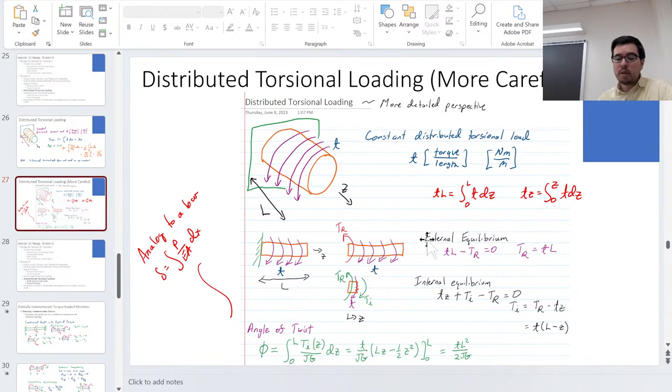This equation, the integral of T over JG, which has been written a few times, is just like the integral of P over EA dx for an axial displacement, where P is an internal force. The same thing applies here. When we're looking at the angle of twist, we are using an internal torque.